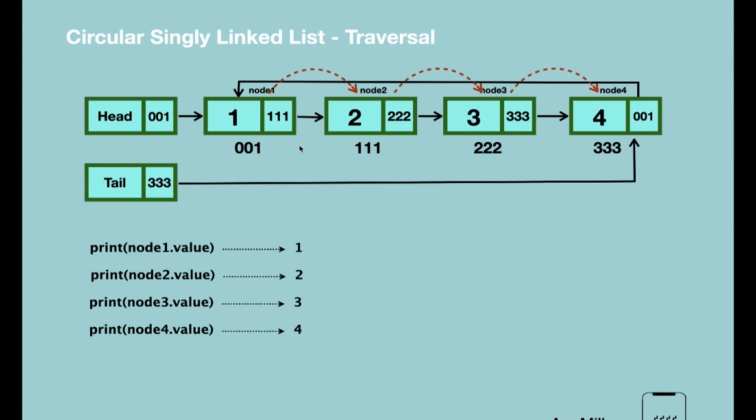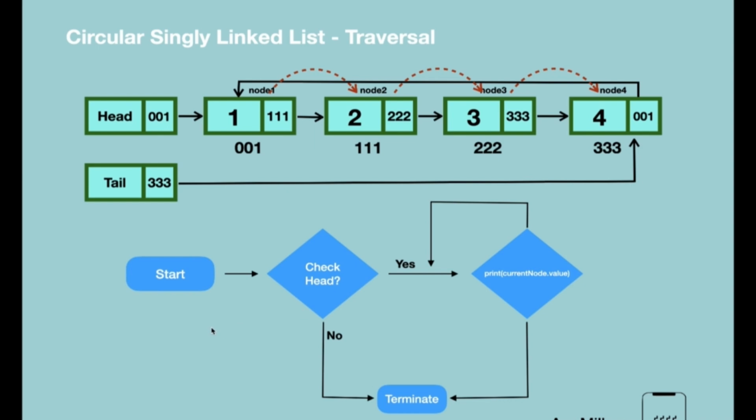Okay, let's see what the algorithm of traversal of circular single linked list looks like. So the algorithm looks like this. Here the first step is we are checking the head. If head exists, it means that we have elements in the circular single linked list. Then we continue to loop through the circular single linked list and print its value. Otherwise, if head does not exist, we terminate our algorithm.